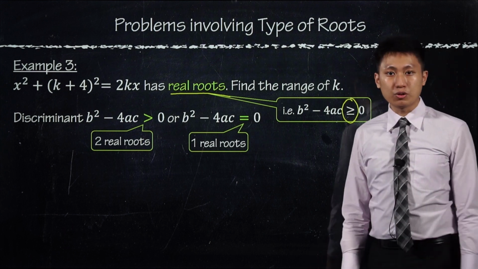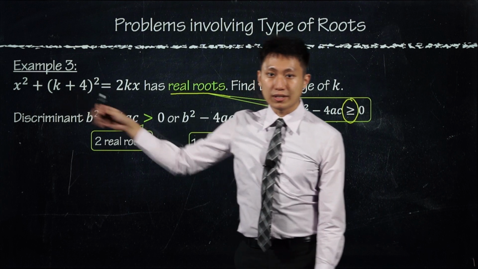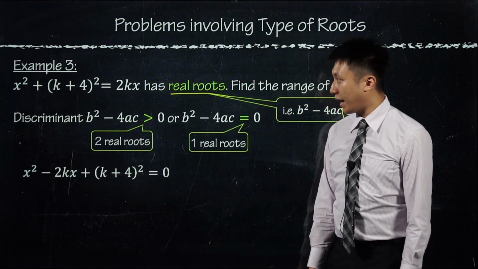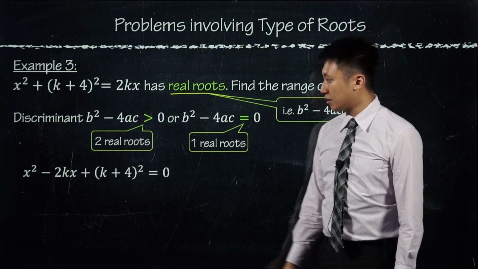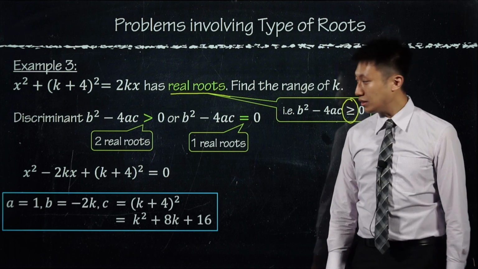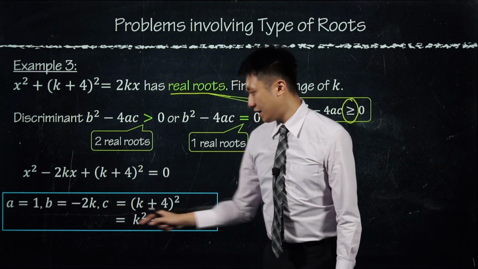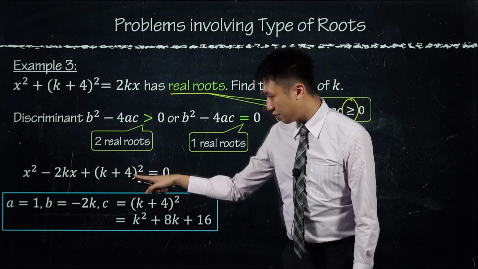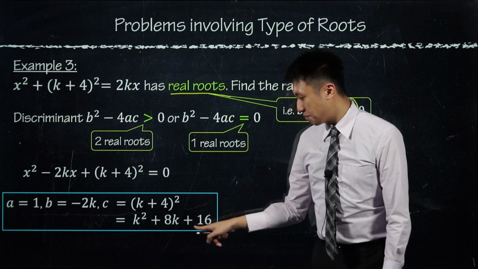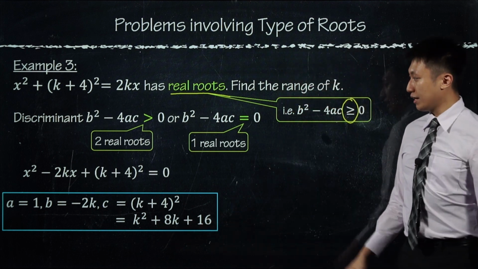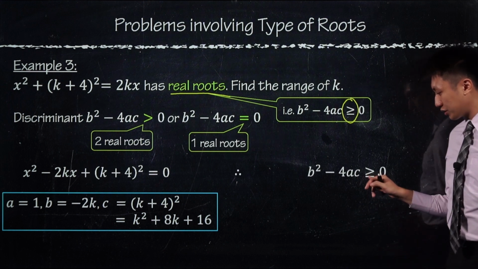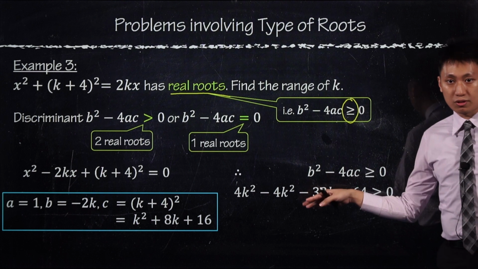Okay, so how do we solve it? First of all, we need to write this one in the general form. So we put everything on the left hand side. So we get x squared minus 2kx plus (k plus 4) the whole thing squared is equal to 0. Hence my a is 1, b is negative 2k, and c is (k plus 4) squared, which I expand, I get k squared plus 8k plus 16. Then I do b squared minus 4ac greater than or equal to 0. I combine, I don't have to do two things.